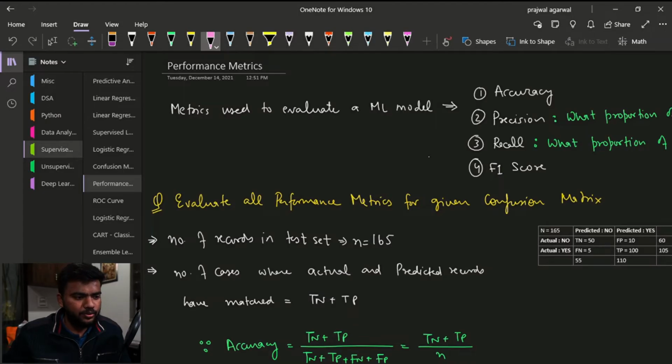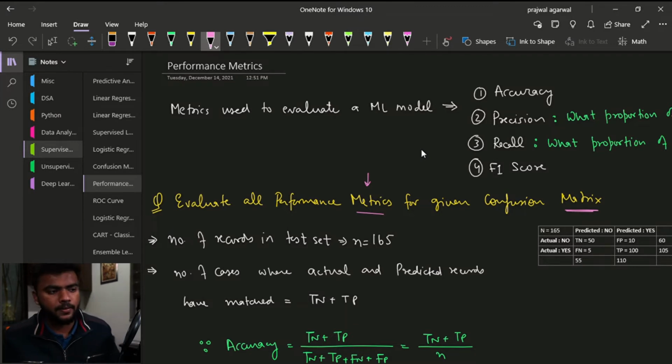Hi, in this video we are going to discuss performance metrics and how we use the confusion matrix to evaluate the performance of our model. The first thing I want you to note is that the performance metric is not actually a matrix. It is a metric, that means the units that we use. This was the confusion that I used to have, so that is why I'm clearing it up.